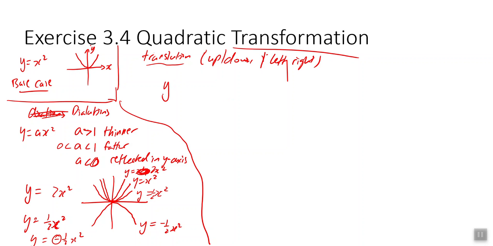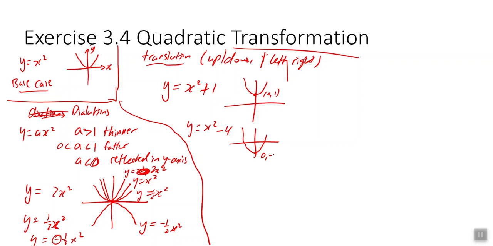If I have y equals x squared plus 1, what this does to the graph is that it moves the graph up 1. So we've got 0, 1 there. If I have y equals x squared minus 4, then the whole graph shifts down 4. So your turning point would be 0, -4. Sometimes you don't need to go through the algebra because it's so simple. You know what's happened to the original graph: it's either moved up 1, down 4, or something else.